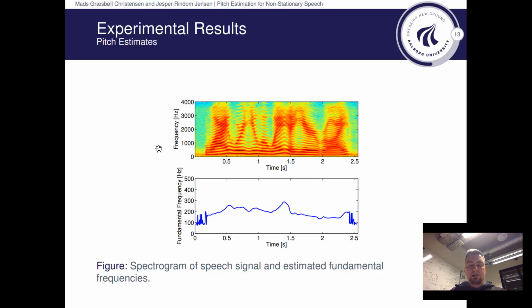And then when you take this analysis method, the harmonic chirp model, and run it on here, you can see you estimate these pitches. You can see it captures quite nicely the contour of the pitch over time.